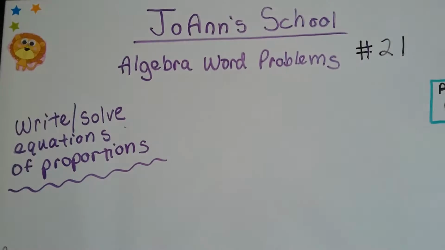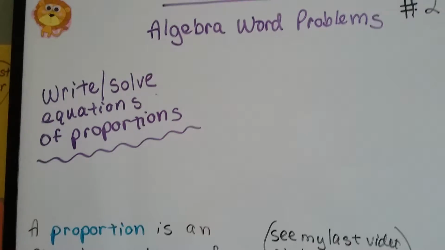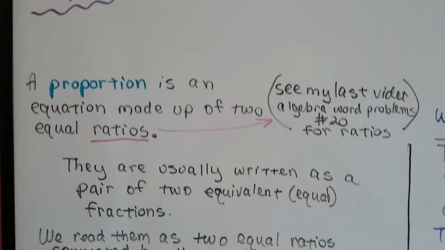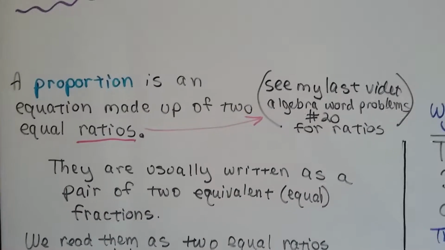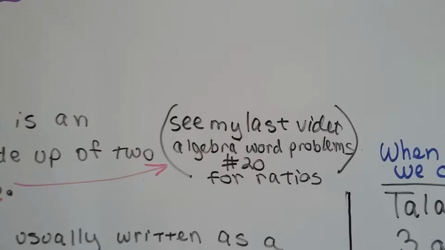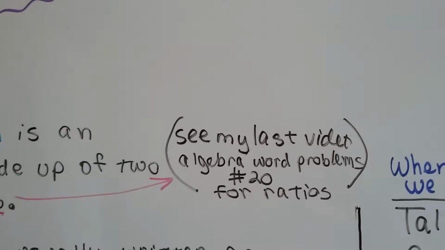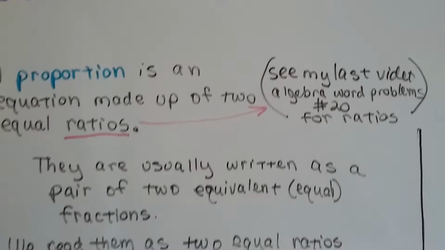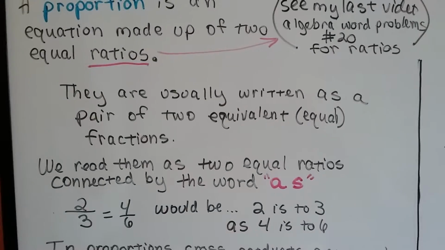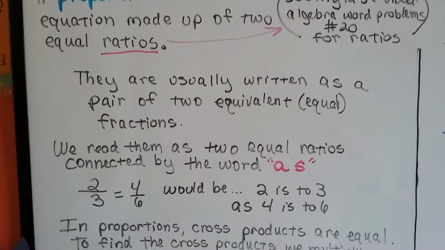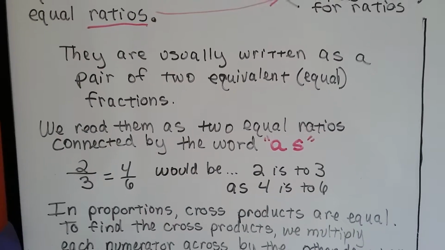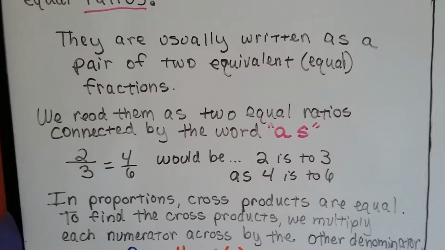Algebra word problems number 21. Write and solve equations of proportions. A proportion is an equation made up of two equal ratios. If you don't know what ratios are, you can see my last video, algebra word problems number 20, which covered ratios. Proportions are usually written as a pair of equivalent fractions, and we read them as two equal ratios connected by the word "as," where the equal sign is.